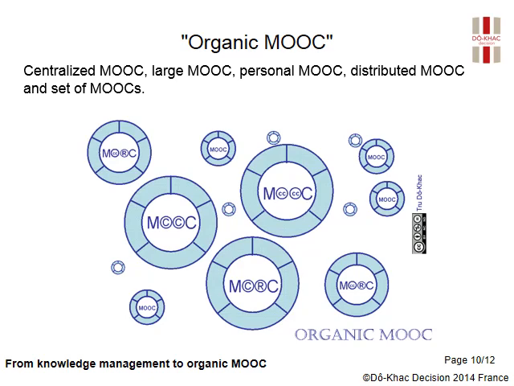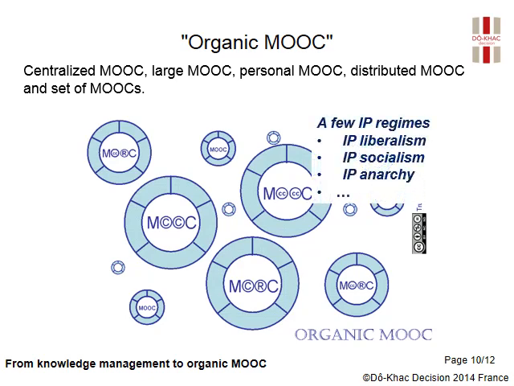For example, if we consider intellectual property-oriented governance, we might identify the diversity of intellectual property regimes, or IP regimes. Dô-Khac Decision Research has designed a pattern of 7 IP regimes, whose names were inspired from political regimes of France's history: IP capitalism, IP liberalism, IP socialism, or even IP anarchy. By now, you should have gained some insight on why and how a MOOC can be a business asset.